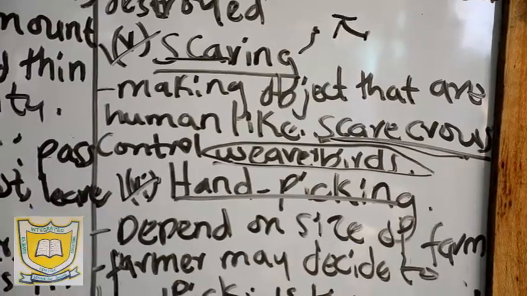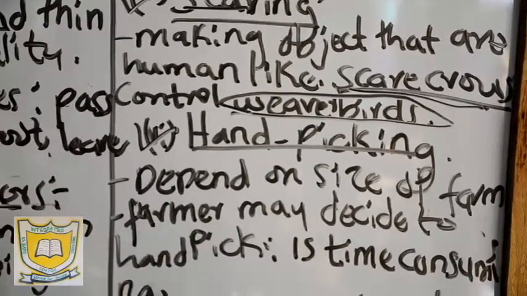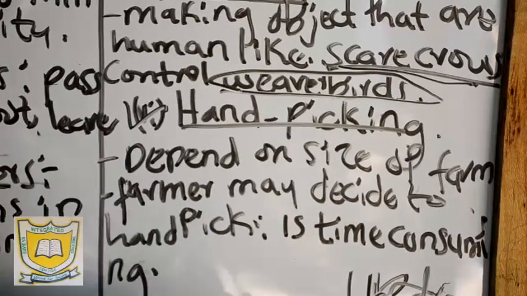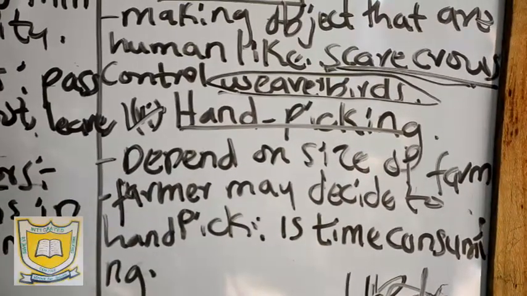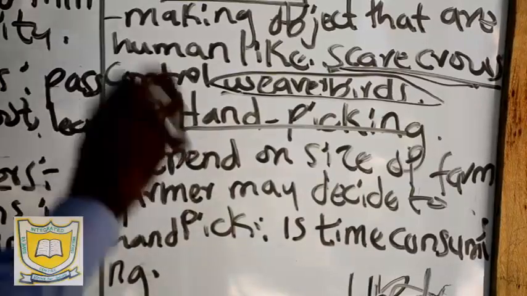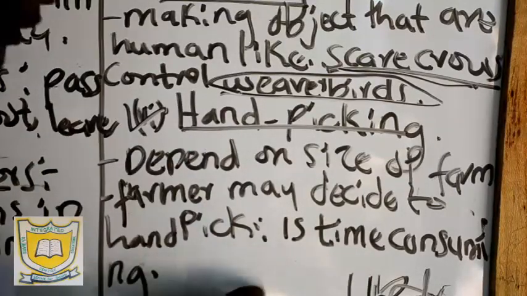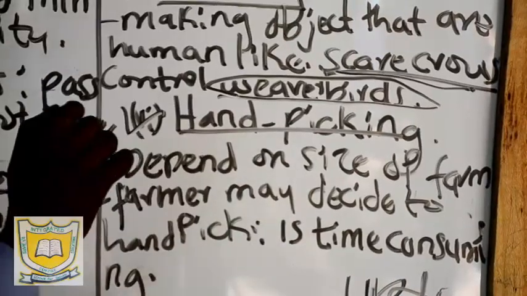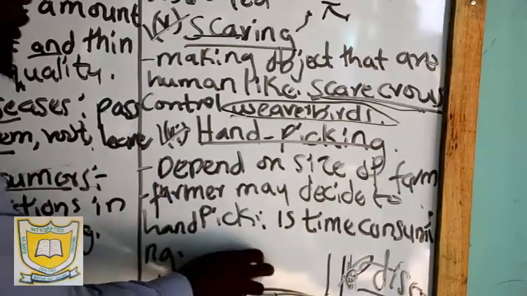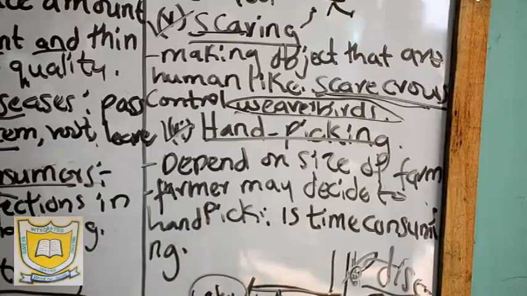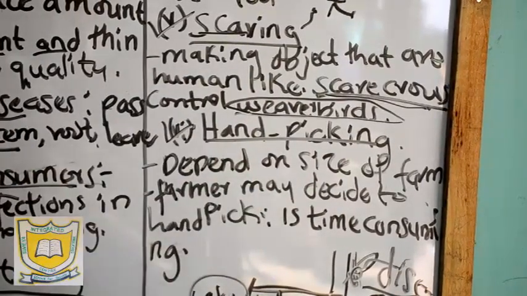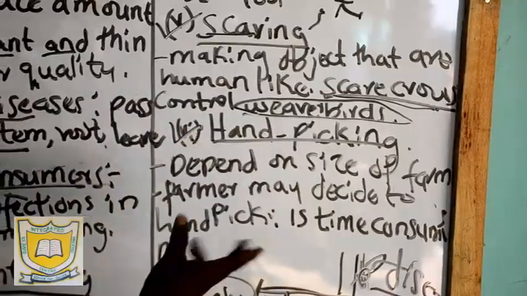The sixth way in which we can control pests is by use of our hands, that is hand picking. Hand picking is used mainly on small scales. When a farmer decides just to pick away the pests, you go to the plant, you observe your plant has a cutworm, you pick away the cutworm and destroy it. You pick away an aphid and destroy it. And if you get a weaver bird, you hit it and take it away. That's by use of your hands, that is hand picking.